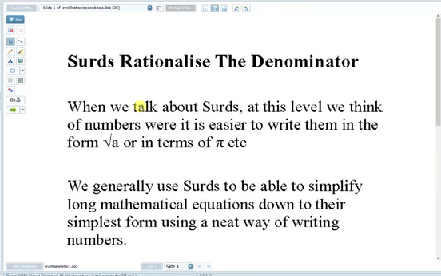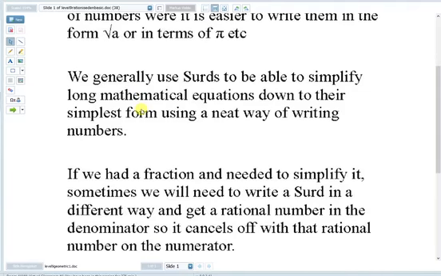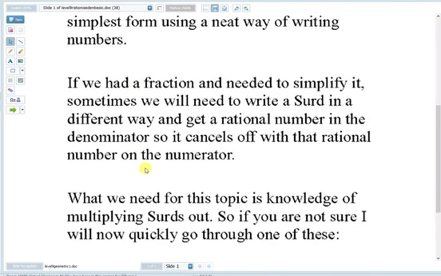We generally use surds to be able to simplify long mathematical equations down to their simplest form using a neat way of writing numbers. So if we had a fraction and needed to simplify it, sometimes we will need to write a surd in a different way and get a rational number in the denominator, so it cancels off with that rational number that's on the numerator. But that is for another day. That's basically for when you've got to A level, it happens more at A level.